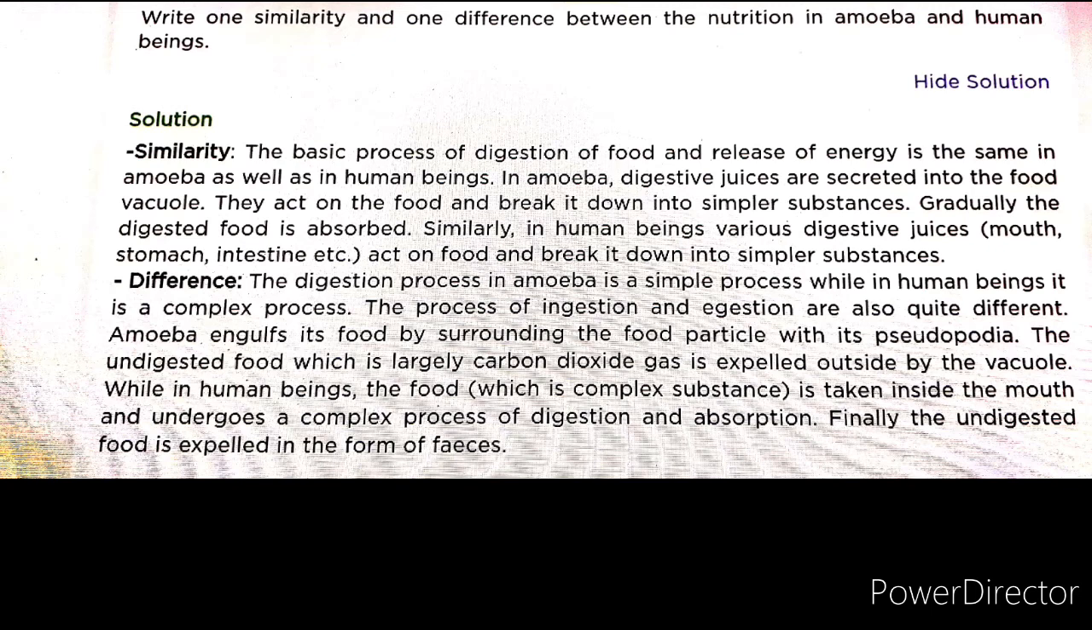Question 10. Write one similarity and one difference between the nutrition in amoeba and human beings. Similarity: the basic process of digestion of food and release of energy is the same in amoeba as well as in human beings. Difference: the digestion process in amoeba is a simple process, while in human beings it is a complex process. As you can see on the screen, you can also write some more similarities and differences.